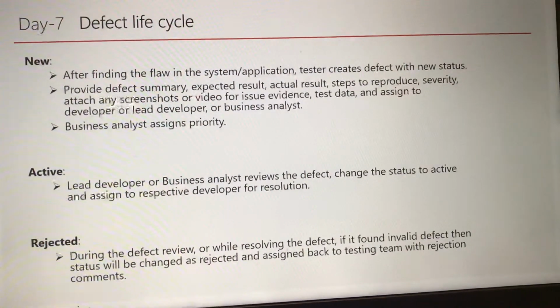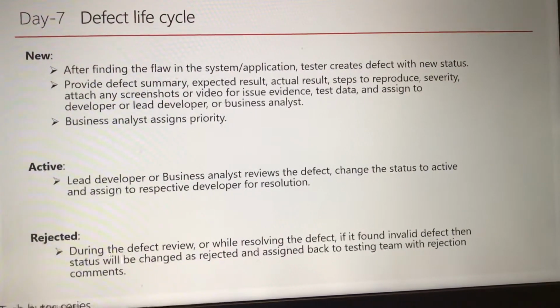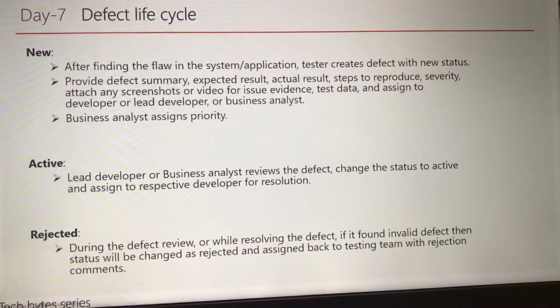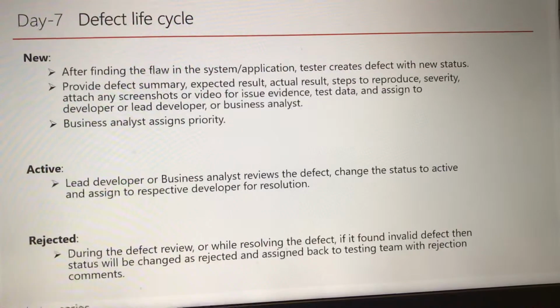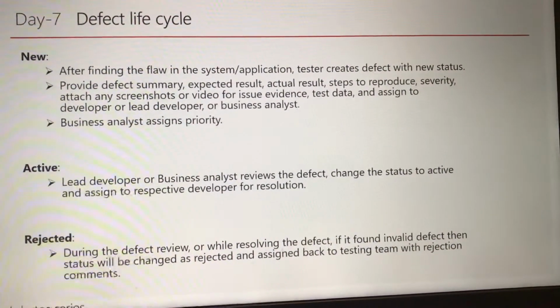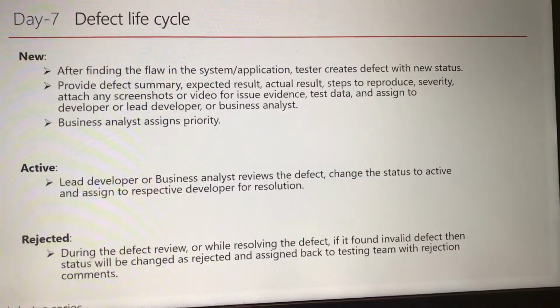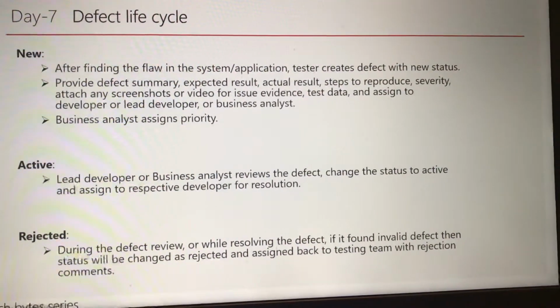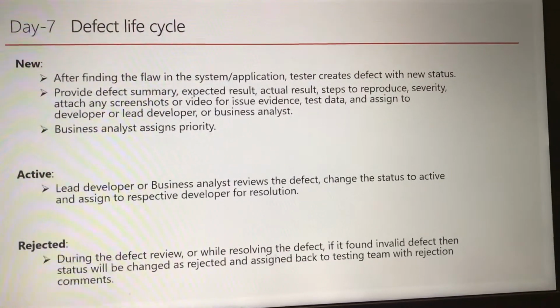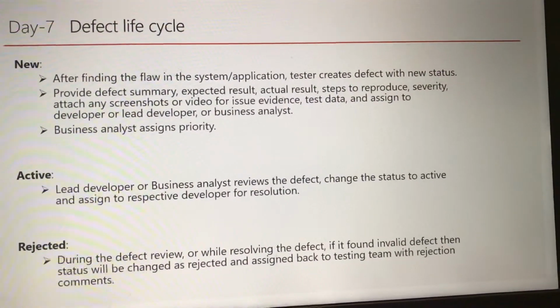Or else sometimes even after the defect is moved from new to active, when the defect is active and the developer is working on the resolution, at that time if the developer understands that this is not a valid defect, there is some data problem, or the way they tested is incorrect, or the way they understood the outcome is incorrect, they can add the rejection comments and assign it back to the testing team with the status as rejected.